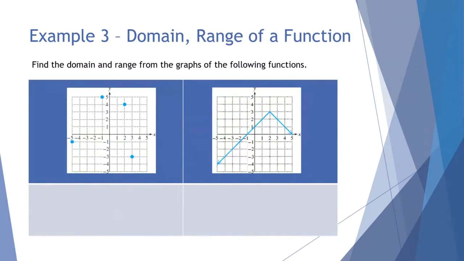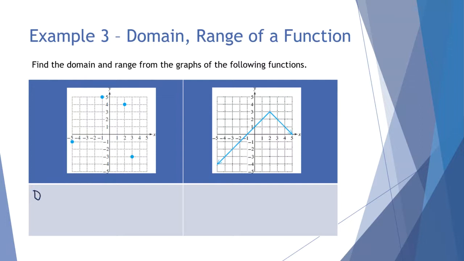Now let's take a look at domain and range of functions when they're graphs. When I talked a little bit about domain and range of a relation, you can also find domain and range of functions. We did it by ordered pairs. What happens if you have graphs? You still have to read the x and the y values.